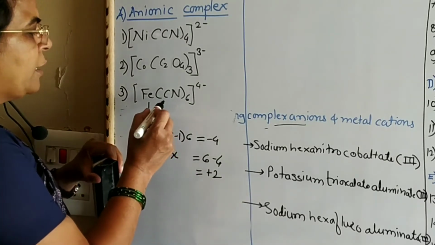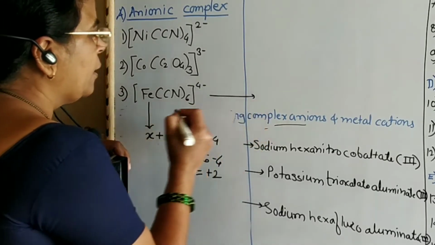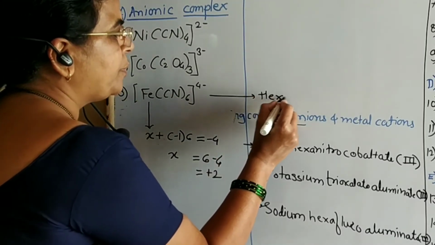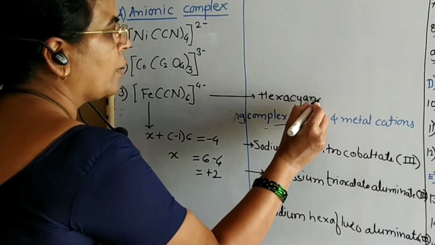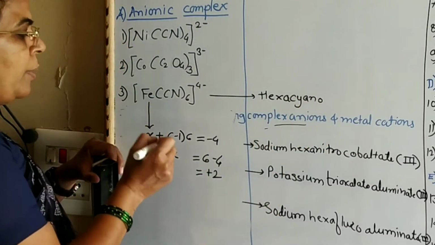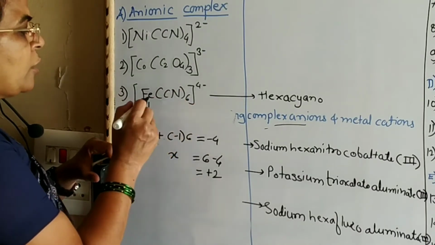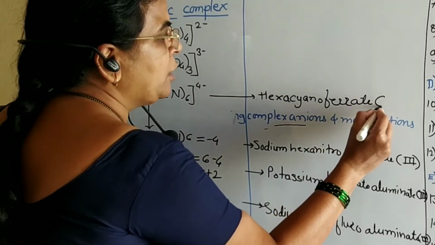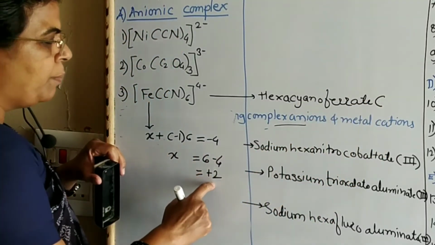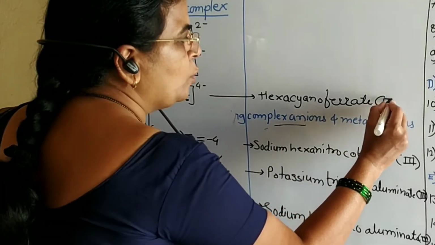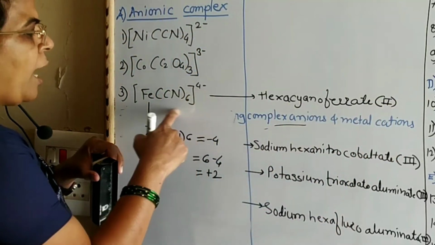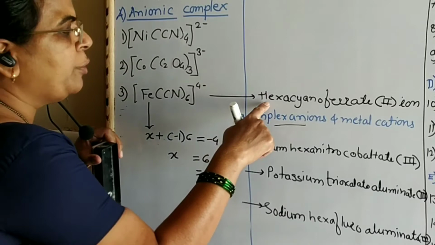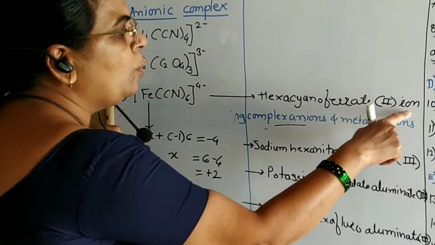Now we are going to write the name of this complex ion. Here there are 6 cyano groups, therefore write hexacyano. Now it is iron, but it is an anionic complex, that is, there is a negative charge on the complex. Therefore it becomes ferrate. And the oxidation state of this ferrate is +2. Therefore write here (II). And here it is a complex ion, therefore write ion, that is, there is a negative charge. Therefore it becomes hexacyanoferrate(II) ion.